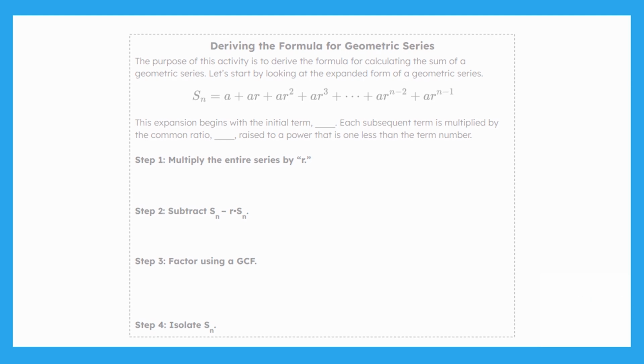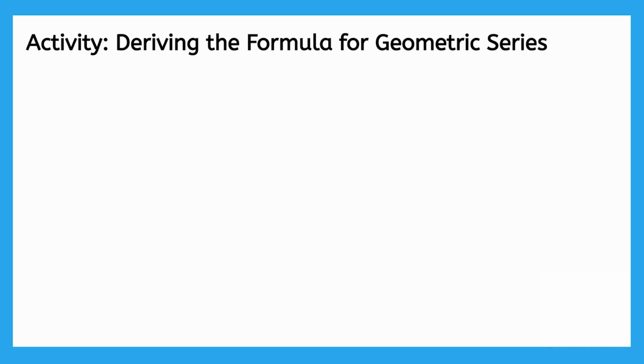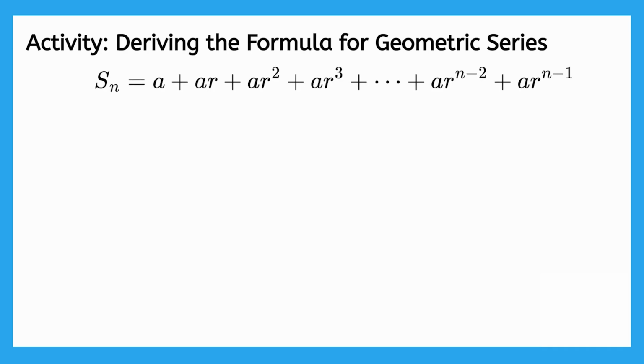All right, let's see what we can come up with. Here's the generic expansion of a geometric series, which starts at the initial term a, then multiplies by the common ratio over and over. The exponent is always 1 less than the term number, so the nth term has an exponent of n minus 1. The term before that is 1 less than that, and so on.